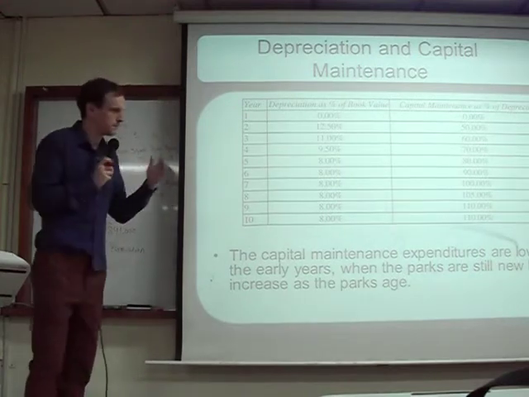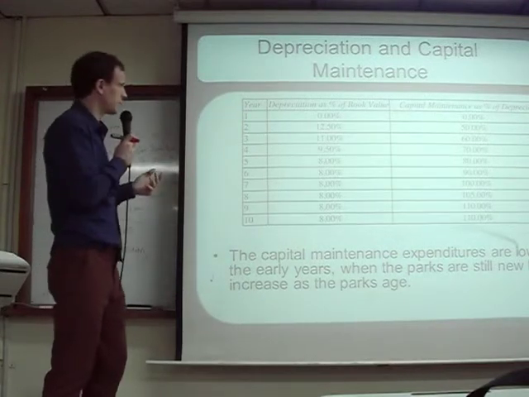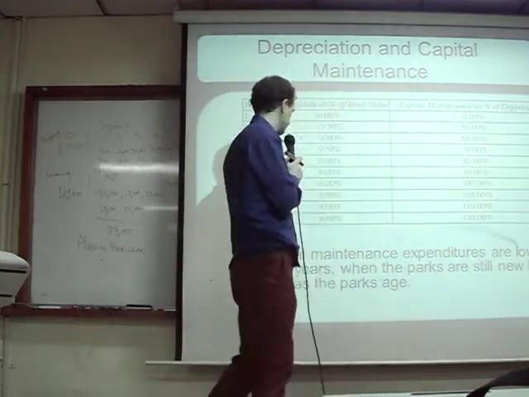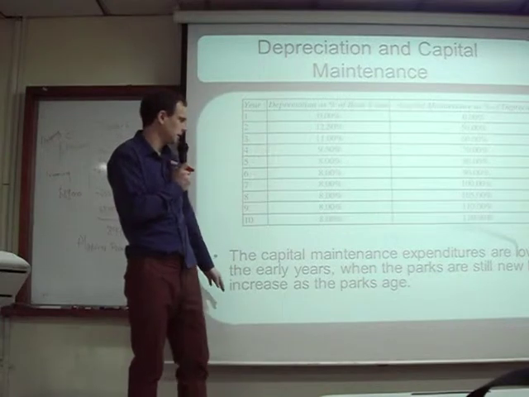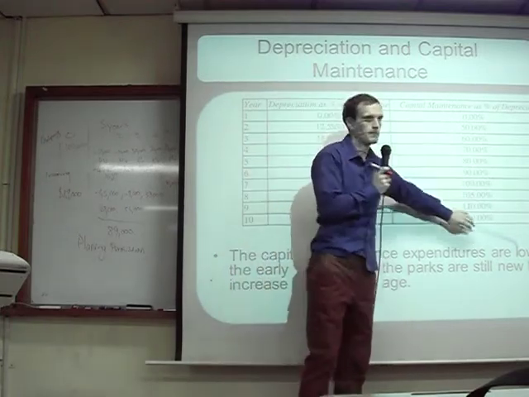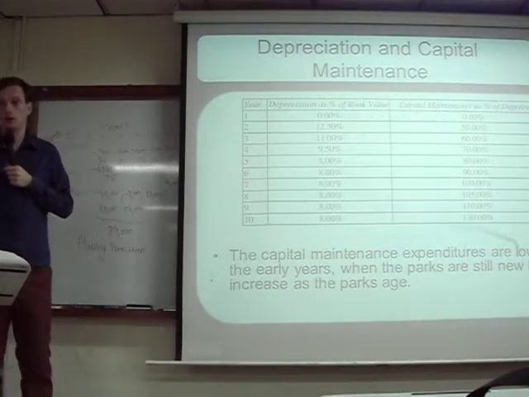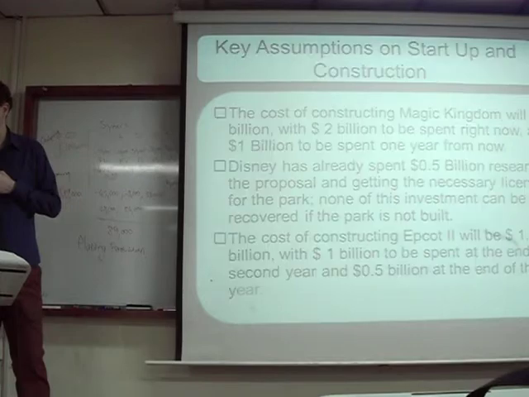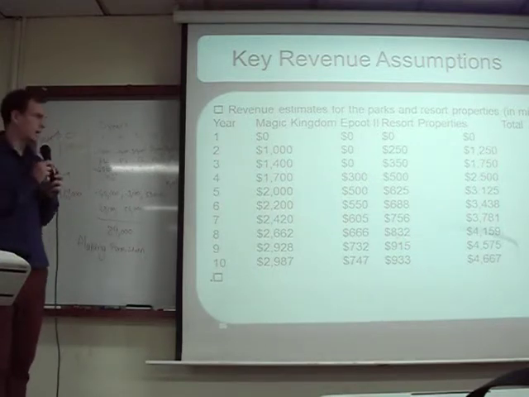We have to fix things, change some things, right? Change the seats, change things. That's called capital maintenance. So, first of all, we have depreciation and capital maintenance as a percentage of depreciation. We can see that capital maintenance is low in the early years, but it increases as the park ages. So capital maintenance here is just 6%, but it's getting more and more as the theme park gets older. We have to pay more for fixing things and painting things and doing all of that. So what we're doing here is just getting together all of the information we need so we can figure out our cash flows.